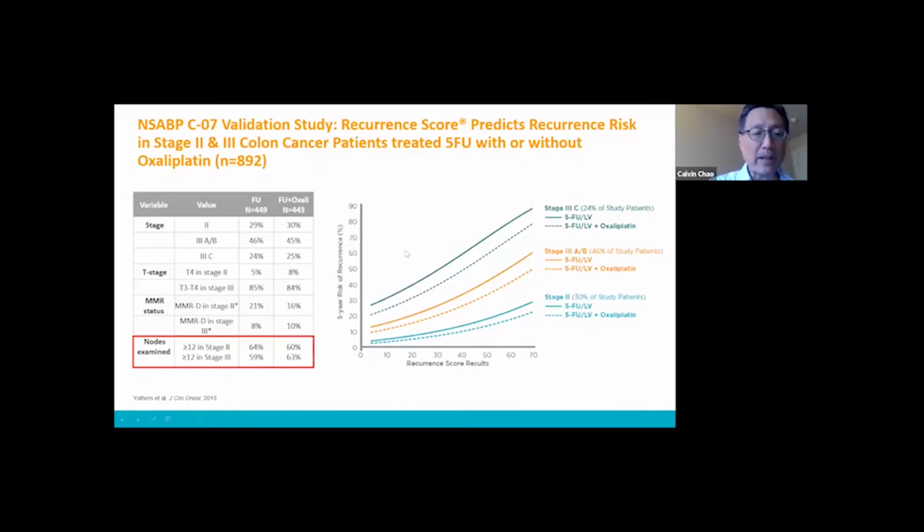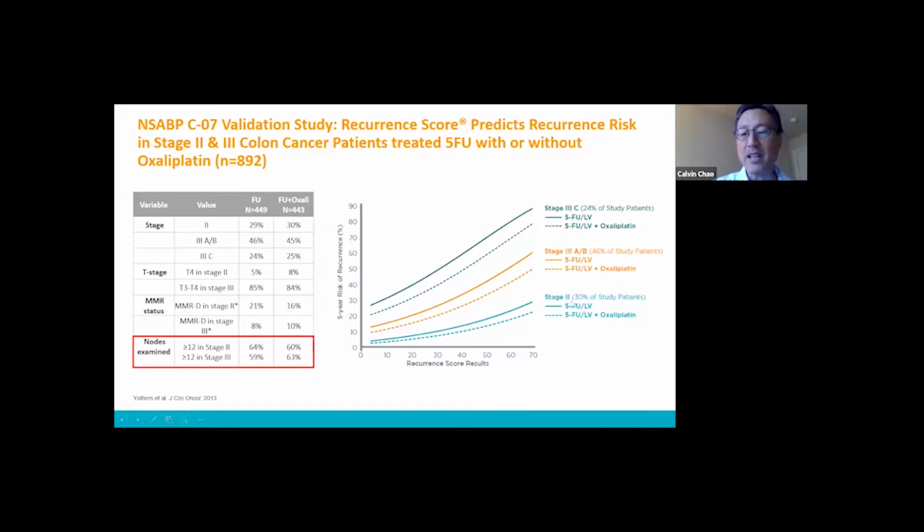In this study, we actually enabled physicians to visualize what the effect of adding oxaliplatin would be to a stage 3 patient with stage 3A and B disease, meaning that the patients only have 1 to 3 positive lymph nodes and T3 tumors. These patients actually have very small incremental benefit from adding oxaliplatin with, of course, quite a bit of toxicity, but at the low score range. But if the scores are higher, then obviously the patients have larger and larger absolute benefit from oxaliplatin.